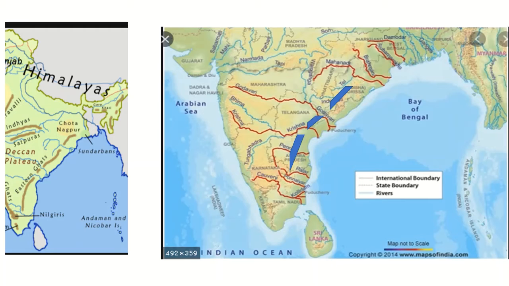That was all about Western Ghats. Now we see the Eastern Ghats. They extend from Mahanadi up to the Nilgiri hills. These are not very high mountain ranges and they are broader than the Western Ghats also.